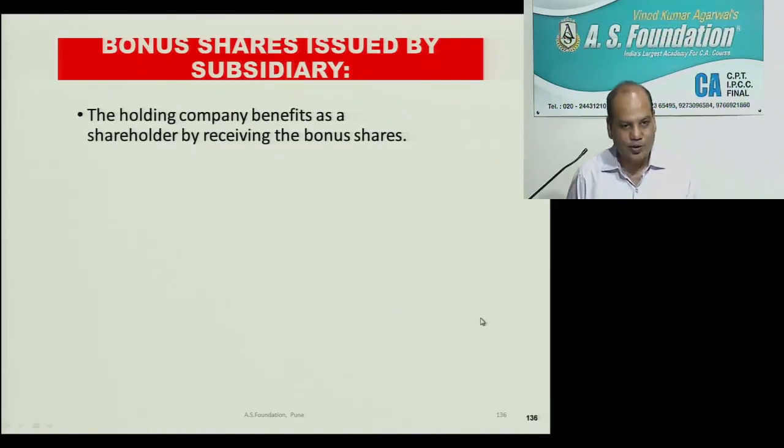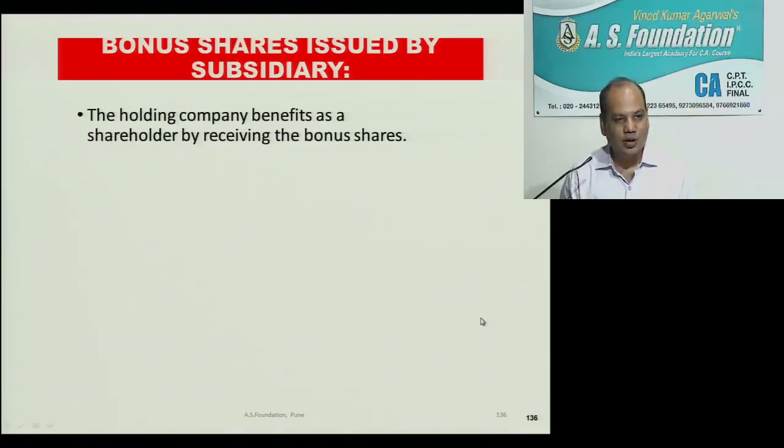Holding company will also receive bonus share. Minority will also receive bonus share. Am I right? If the subsidiary is going to issue bonus share, both holding and minority are going to receive. So it will change the number of shares held by holding and minority. The number changes, but will the composition or percentage of holding change, or will it remain the same?